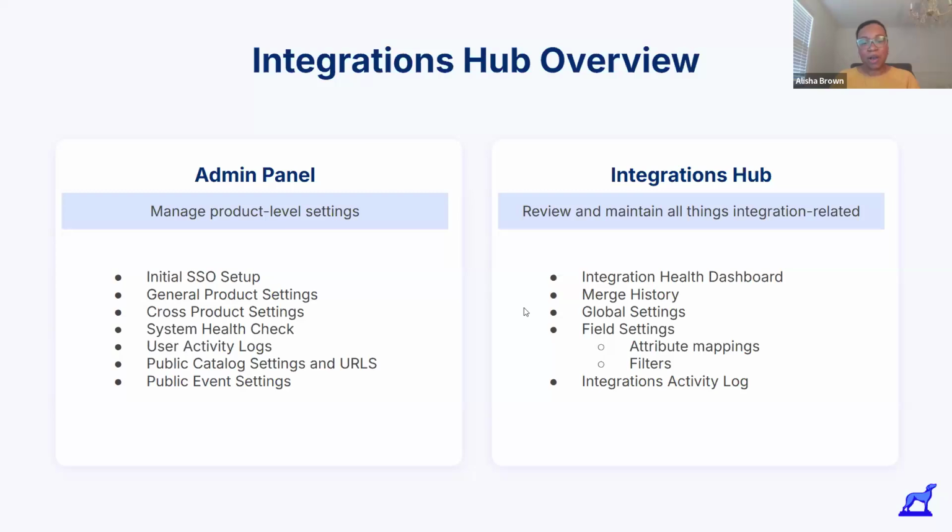So if we are focusing on the admin panel, you can think of this as a place where you can manage product related settings. This includes the initial setup of your single sign-on information, and general settings like maybe the products you have access to or your school ID information. There's a user activity log that can track every action within the platform. And for our catalog and events customers, there are also settings here that affect your public facing sites. So you can manage those still within the admin panel.